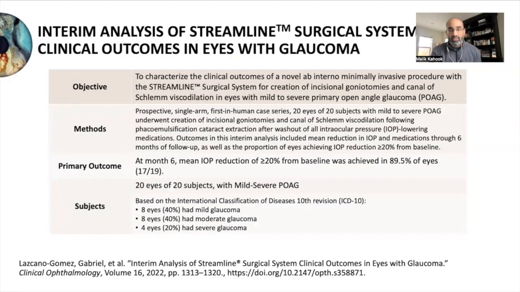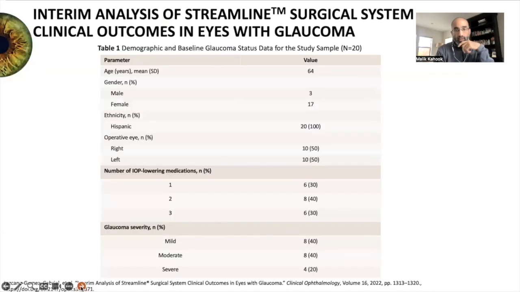And they were treated with the STREAMLINE device with a puncture of the trabecular meshwork and injection of viscoelastic over an area greater than 90 degrees of the canal. You can see just the demographic data from an age standpoint, 64. The majority of these patients were female. 100% of these patients were Hispanic. And you can see the number of drops that they were on and the glaucoma severity again.